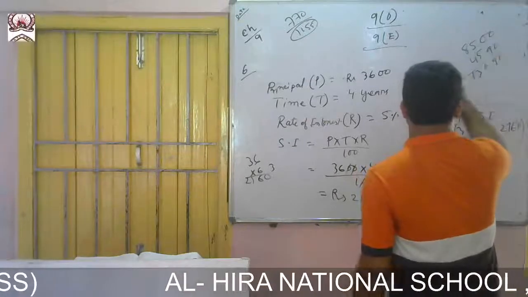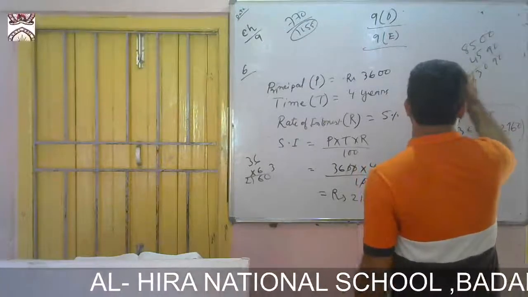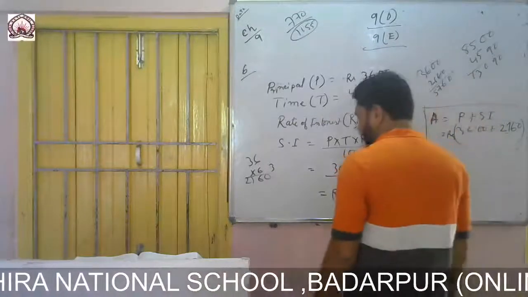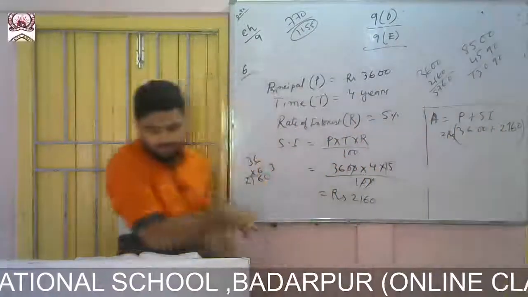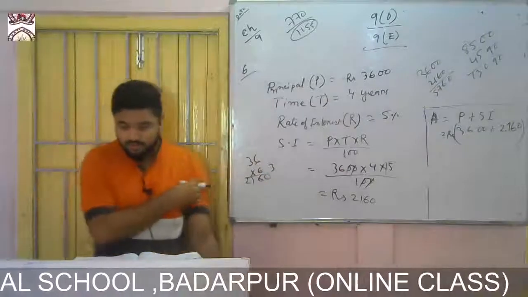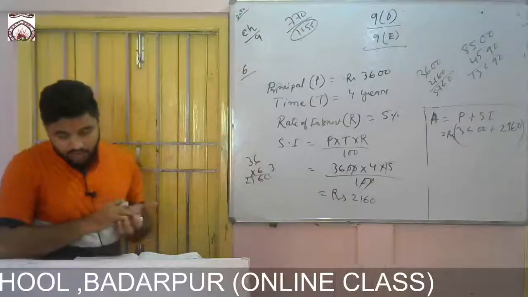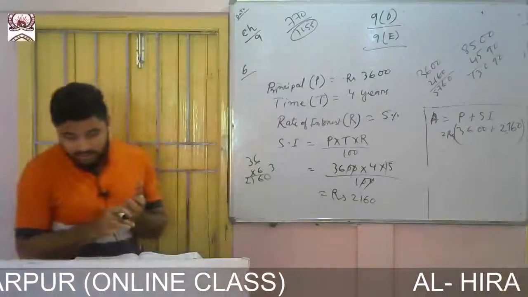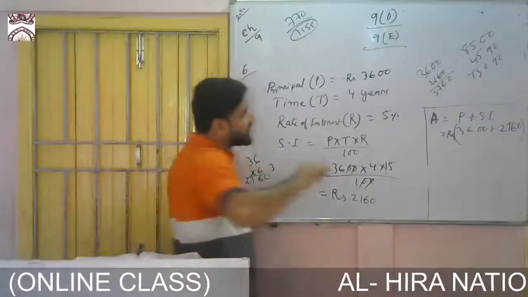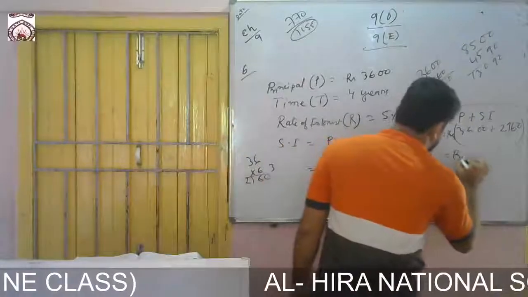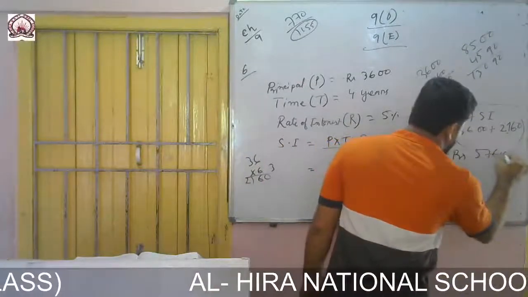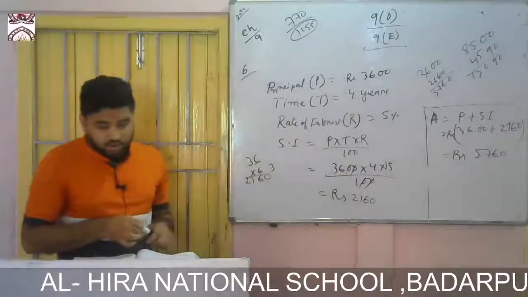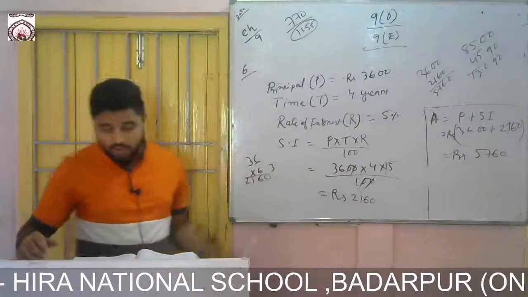3600 plus 2160 is 5760. So we are getting rupees 5760.